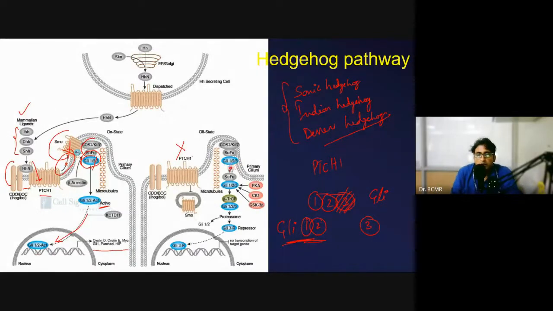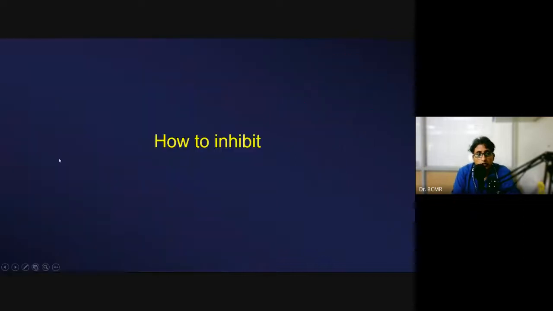Gli 1, 2, 3 will be targeted and processed differently because of beta TRCP by ubiquitination. What happens is gli 1 and 2 subunits get degraded, and what is left is gli 3R. That also goes into the nucleus, but here it acts as a repressor, gli 3 repressor, and it represses the target genes.